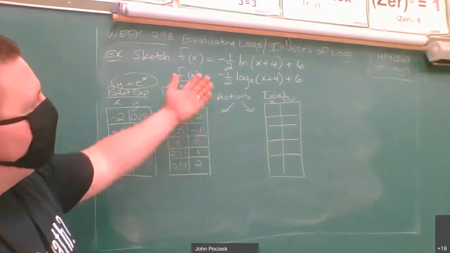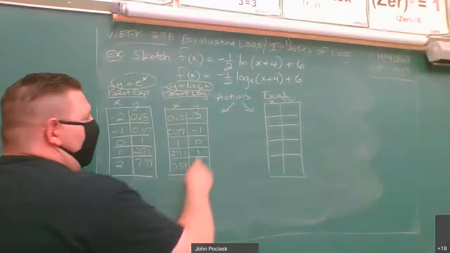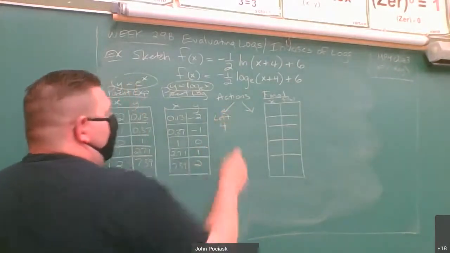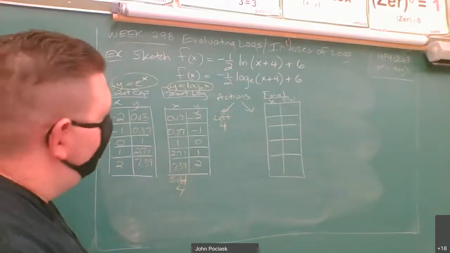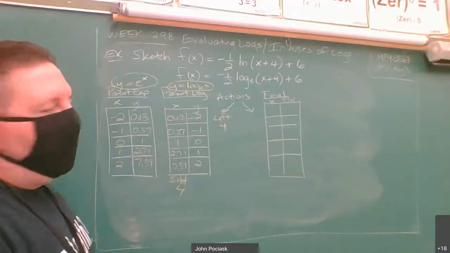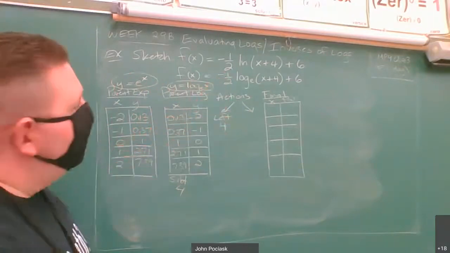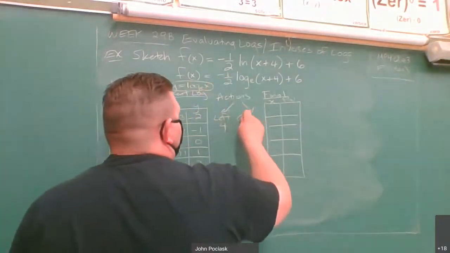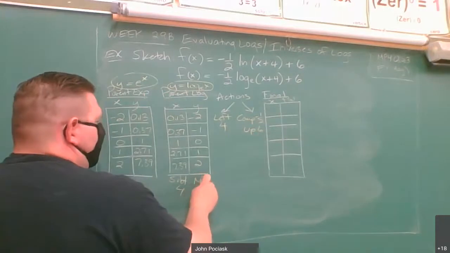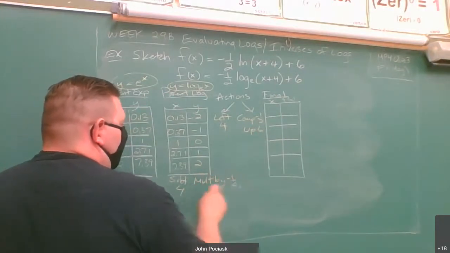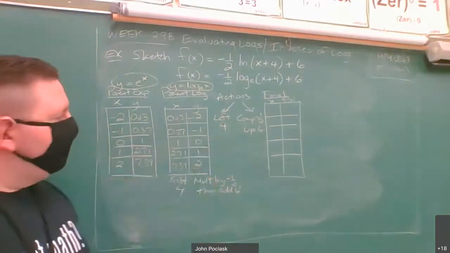Your actions: you look at your equation. You've got the plus 4 in here. That means you're going left 4, so you're subtracting 4 from the x column. The other actions are the combined compression and up-down movement. So you have to multiply: compression by -1/2 and then up 6. That's multiplied by -1/2, then add 6 to the numbers in the right column.